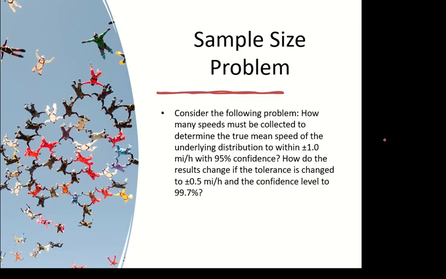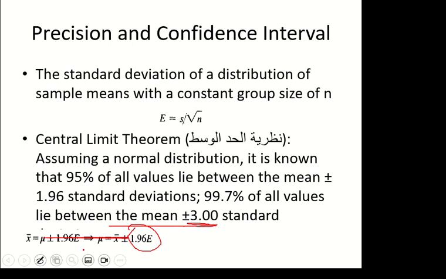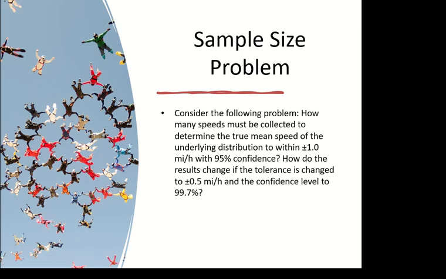Moving on, we have to find out how many speeds must be collected. How many samples of speed must be collected to find out the true mean speed of the underlying distribution within plus minus 1 mile per hour? This is my acceptable error. Acceptable error is always given in terms of plus minus, because the theorem has plus minus in it, so error is represented with plus minus.